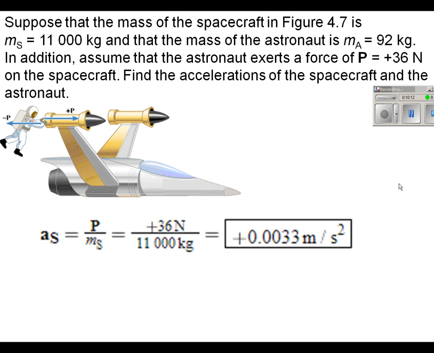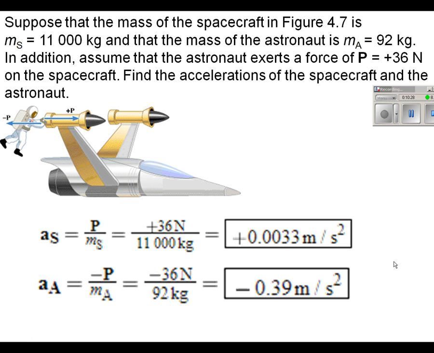If you do it for the spaceship, you get the 36 newton force acting on the spaceship divided by 11,000 kilograms, the mass of the spaceship, giving you 0.0033 meters per second squared. And the astronaut has a push of negative 36 newtons in the opposite direction. The astronaut has a mass of 92 kilograms, and the acceleration of the astronaut is negative 0.39 meters per second squared. They had exactly the same force acting on each other. The force was exactly the same on the two masses, but one mass was much larger than the other, and that's why the accelerations are very different.